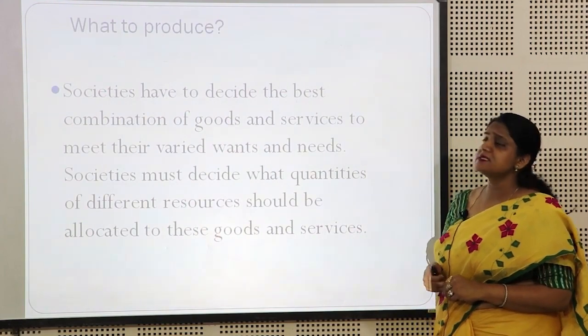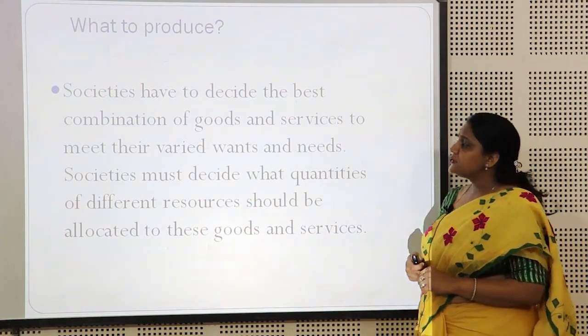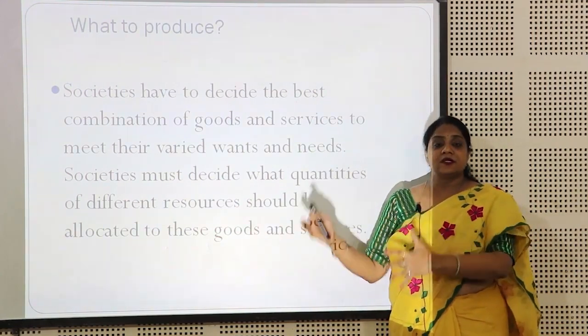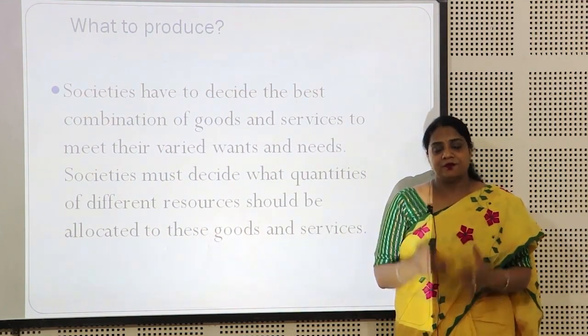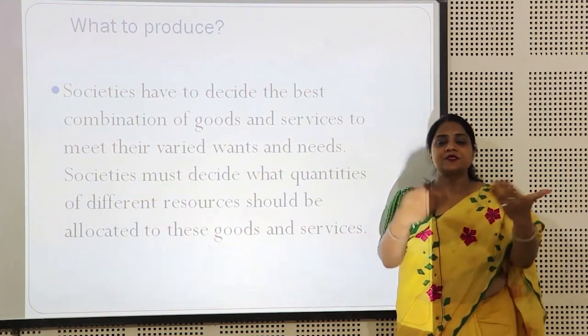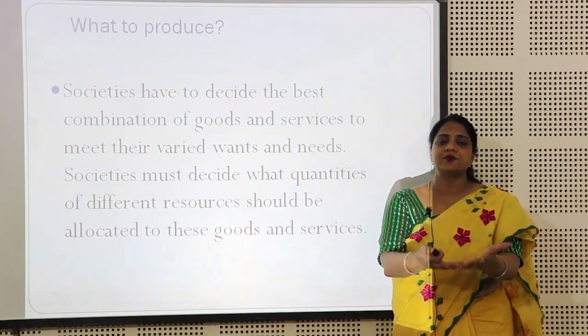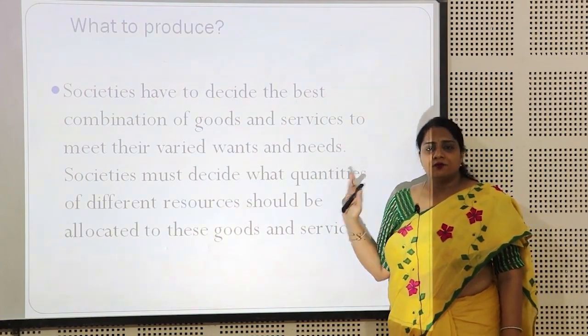What to produce means the societies or the nations or the people have to decide the various combination of the goods and services that has to be produced with the limited resources. So basically, what combination of goods and services are going to be produced from those limited resources is deciding what to produce.